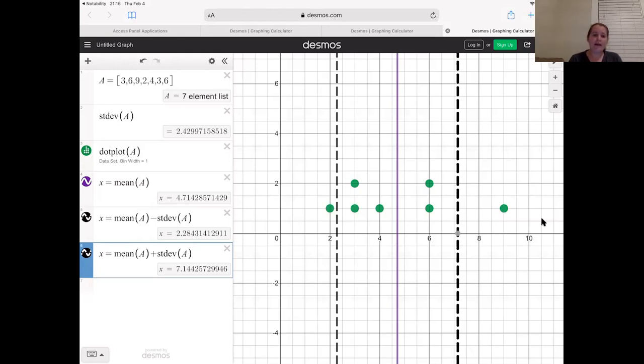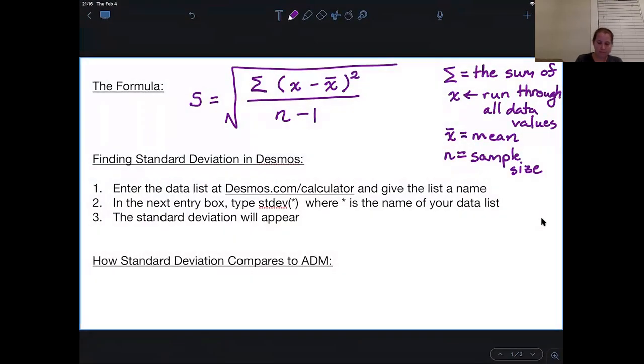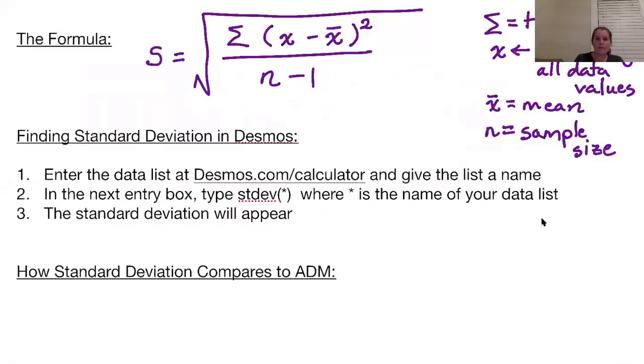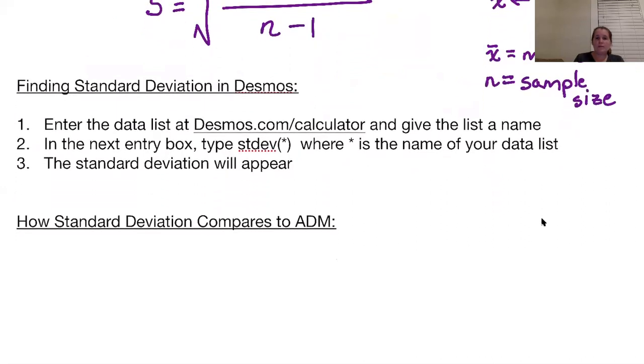If I go back into our notes, standard deviation, because we do have that extra weight from our squaring, is slightly larger than the ADM typically.